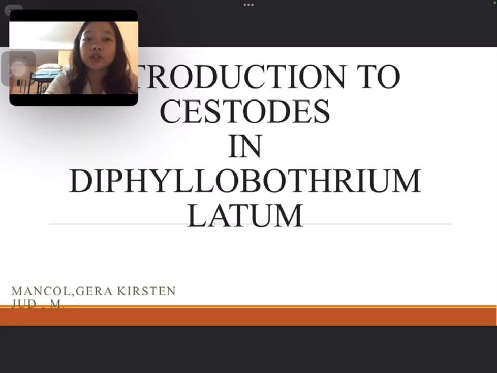What are the two groups of parasites? The two groups of parasites can be categorized into protozoans and helminths. Since we're going to discuss the latum, we're focusing on helminths. Helminths can be divided into two big groups: platyhelminths, which are the flatworms, and nematodes, which are the roundworms. Platyhelminths can be subdivided into two groups, which are cestodes and trematodes. In this discussion, we're focusing on platyhelminths and cestodes.